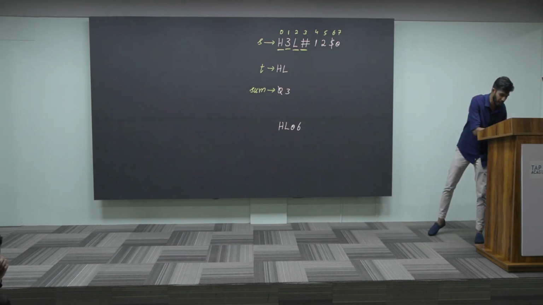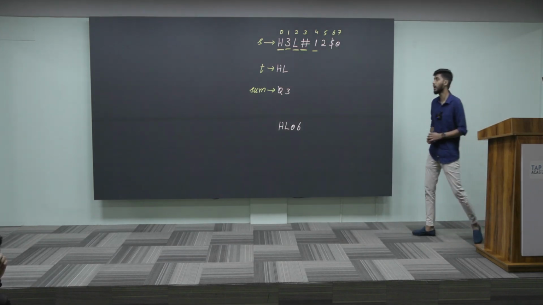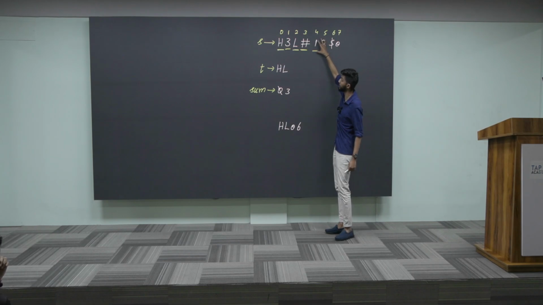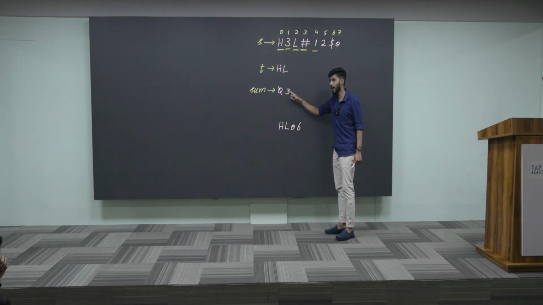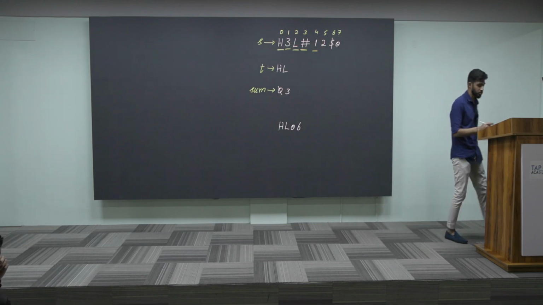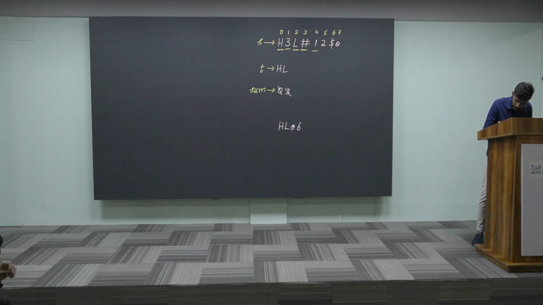Next I will go to the next character. The next character is what? 1. I will check whether this character 1 is an alphabet. Is it alphabet or not an alphabet? Not alphabet means no concatenation. Is it a numeric character? Numeric means add it to sum. So I will add this to sum. So the sum value will become how much? 4.